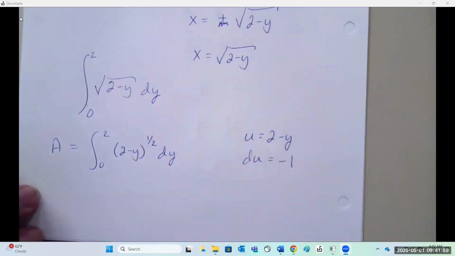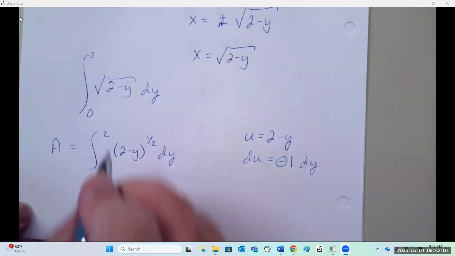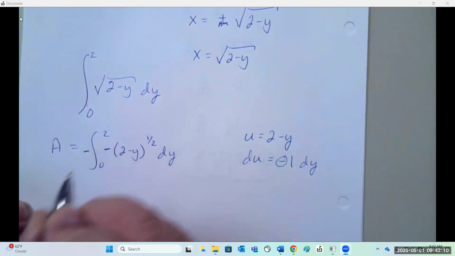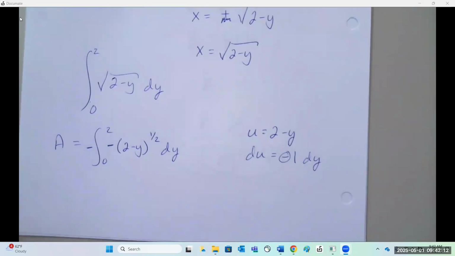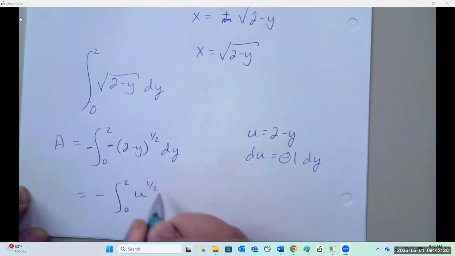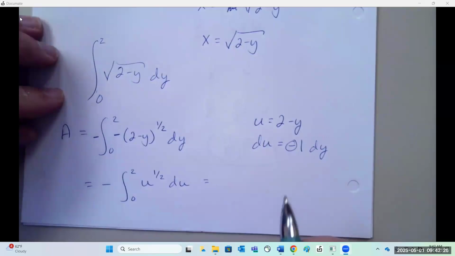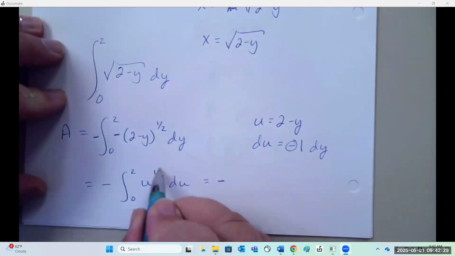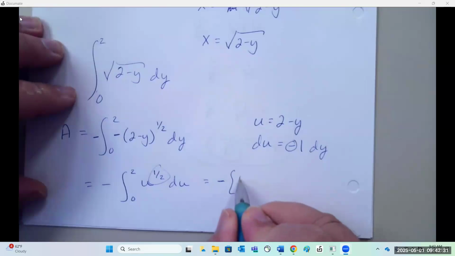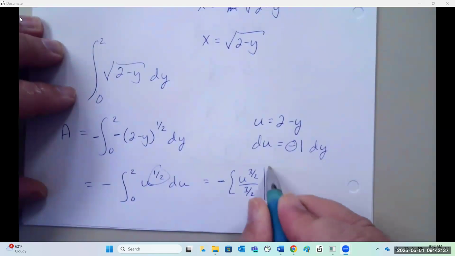We move forward. I'm missing a negative in my function. du is -1 dy. So I got to put a negative in front, which means I got to put a negative out in front. So my function is u to the power 1/2 du. The integral of u to the power 1/2 is u to the power 3/2 over 3/2 from 0 to 2.